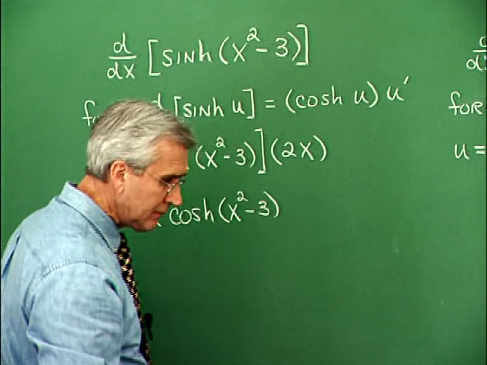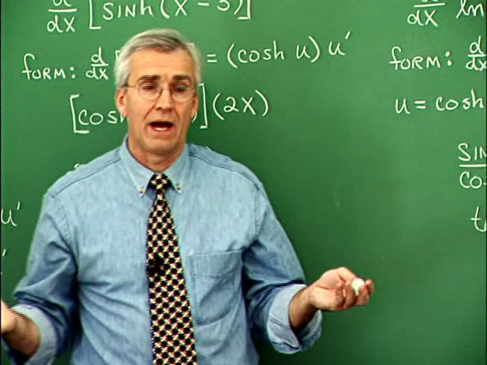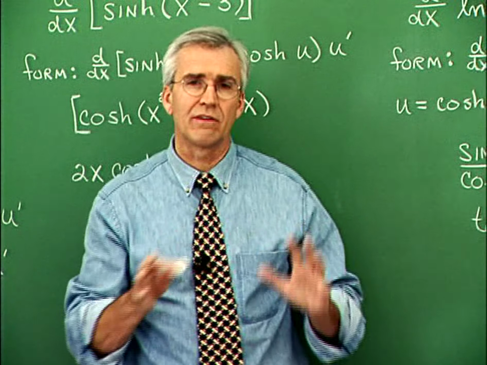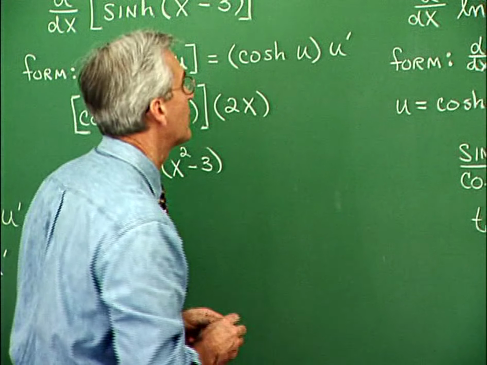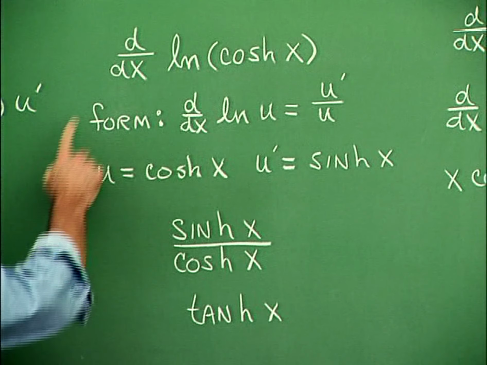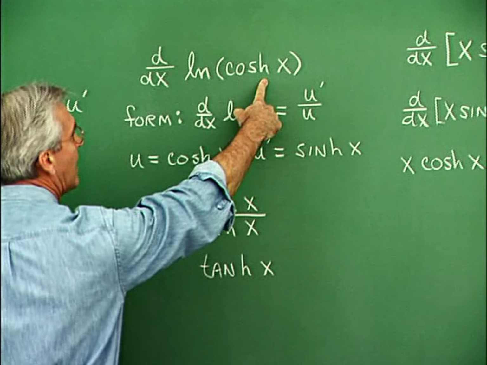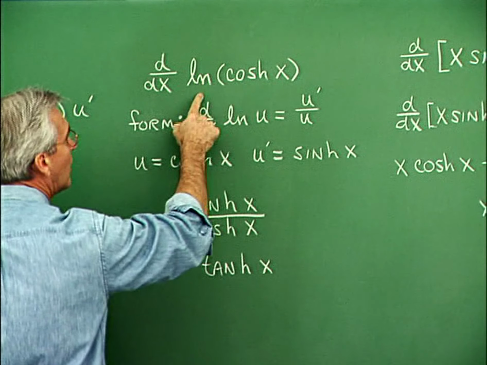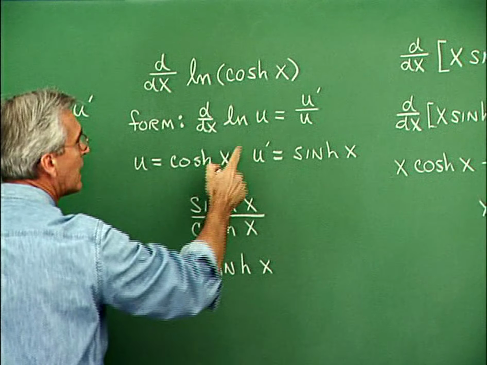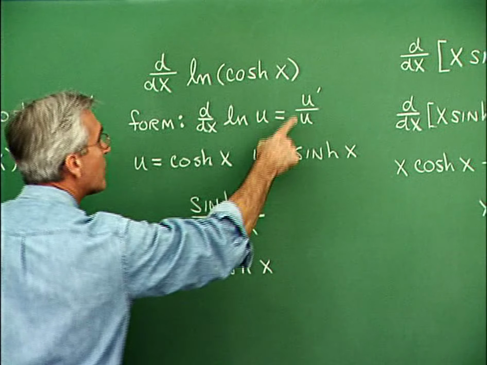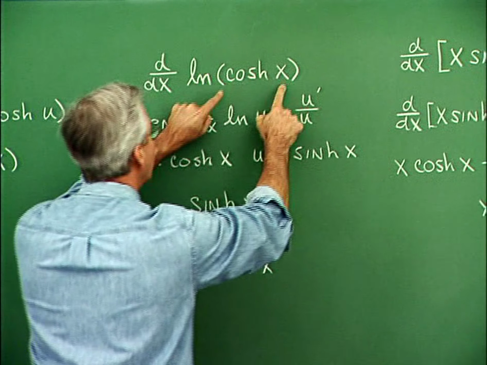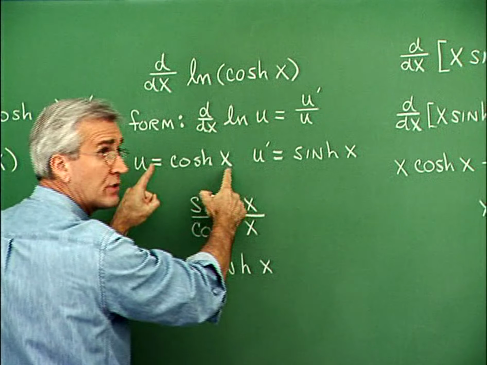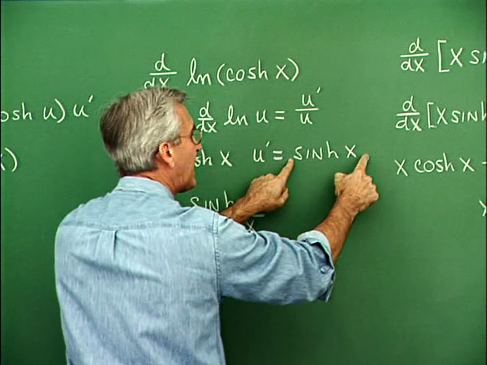Well, we can involve, as you might imagine, our other derivative rules. Let's take a look at a couple of other examples. Here's one involving the derivative of natural log of hyperbolic cosine of x. We recall that the derivative of natural log of some expression u is u prime over u. Here u is the hyperbolic cosine of x, so u prime would be the derivative of this. Well, that's simply hyperbolic sine of x.